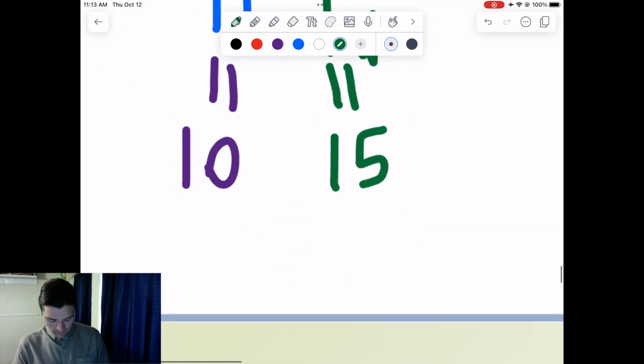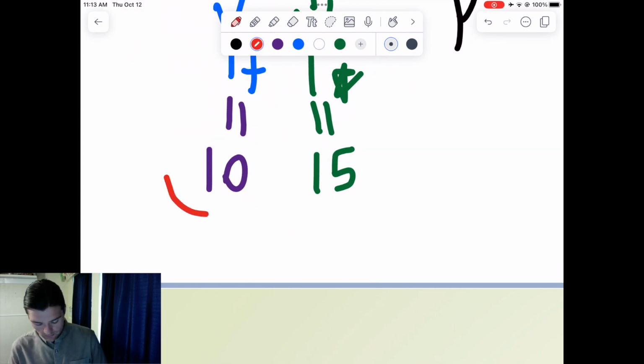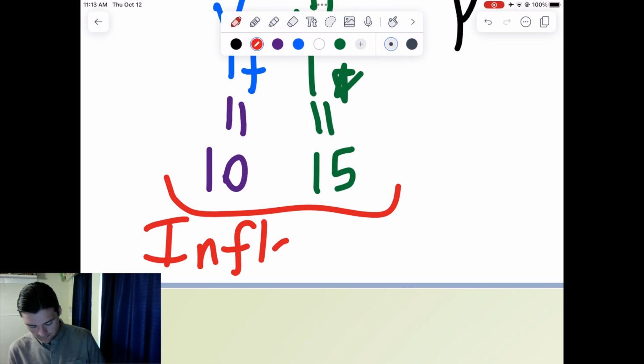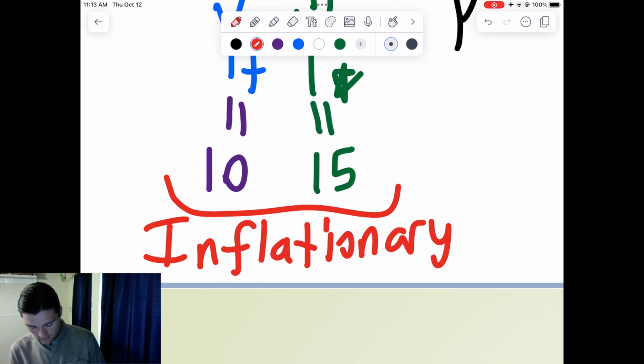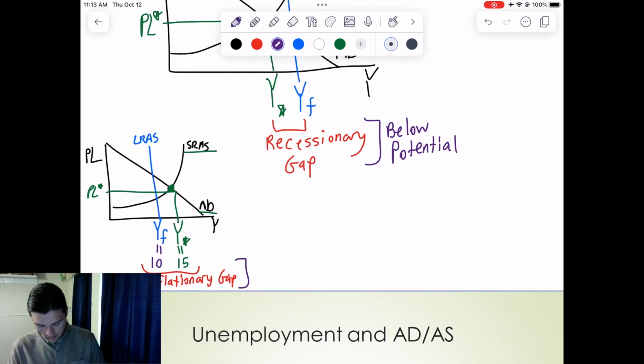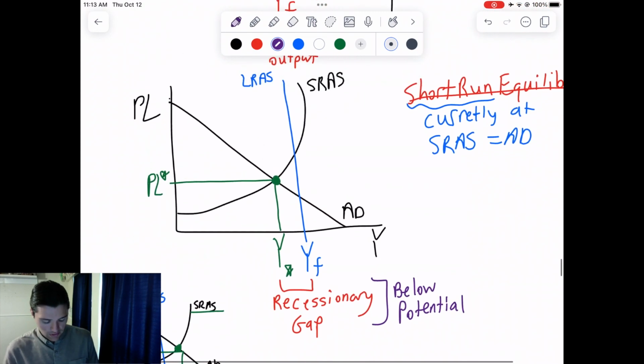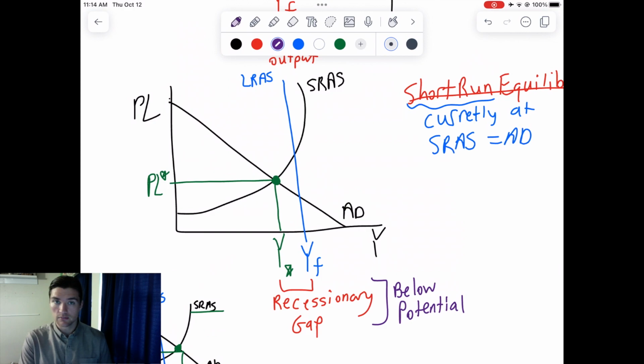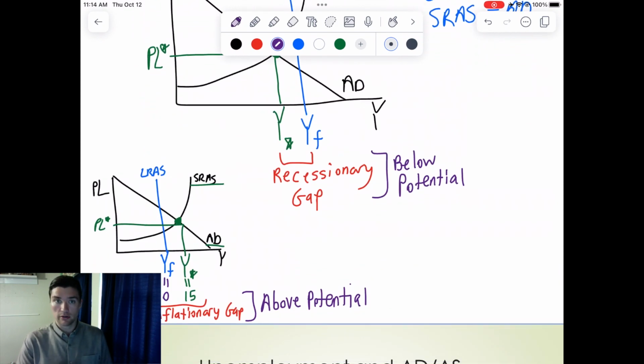This right here, this gap, is what we call the inflationary gap. An inflationary gap is where you are above your potential. Okay. So a recessionary gap is where you are below your potential. So looking at the long run, if you're to the left of that, you're below it. So that is the recessionary gap. If you're currently above the long run, so to the right of it, then you are in an inflationary gap.